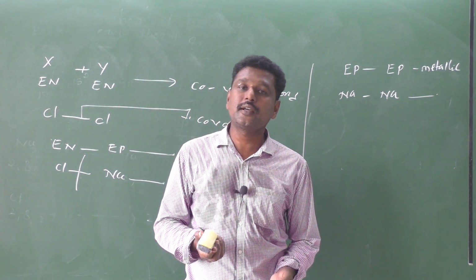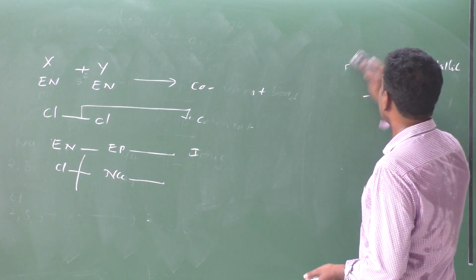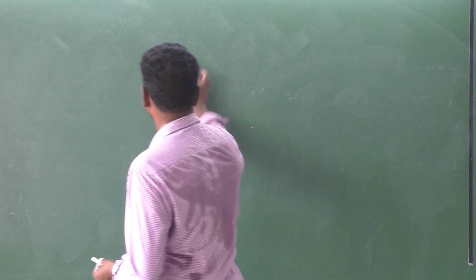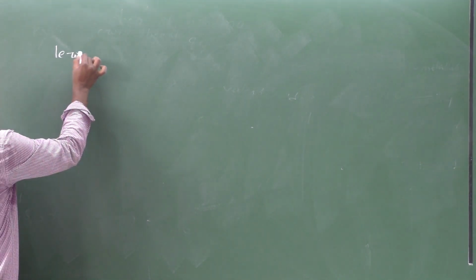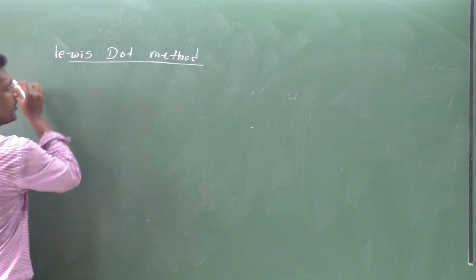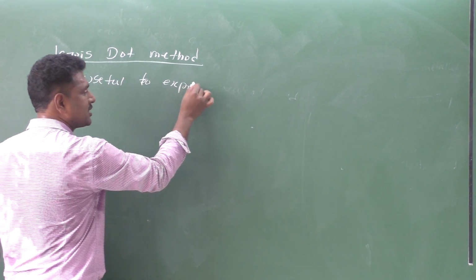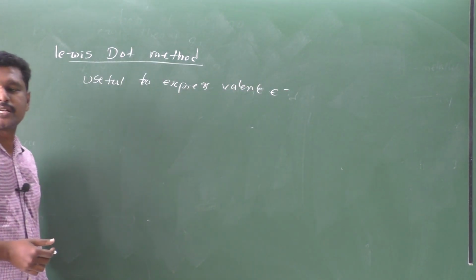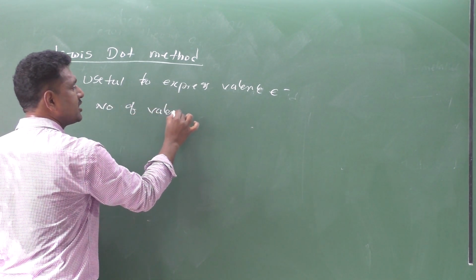After that we will discuss how valence electrons are represented by Lewis. That method is called the Lewis dot method. What is the Lewis dot method? I will explain. The Lewis dot method is useful to express valency electrons, the number of valency electrons.